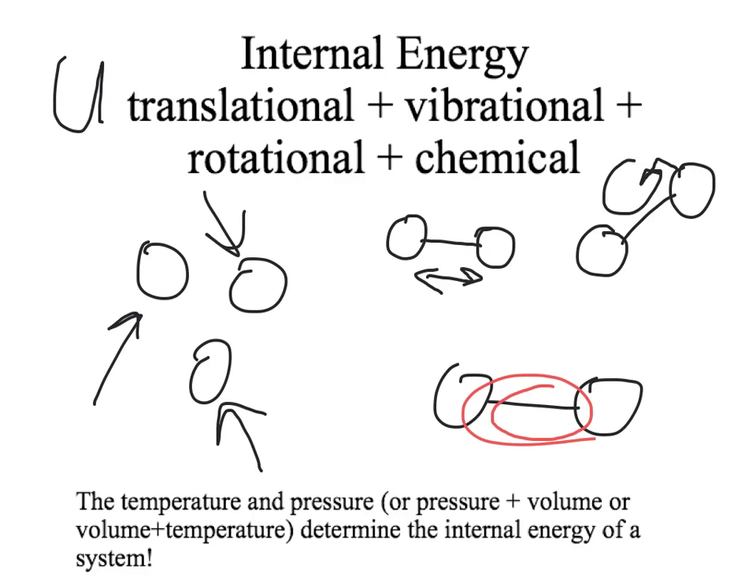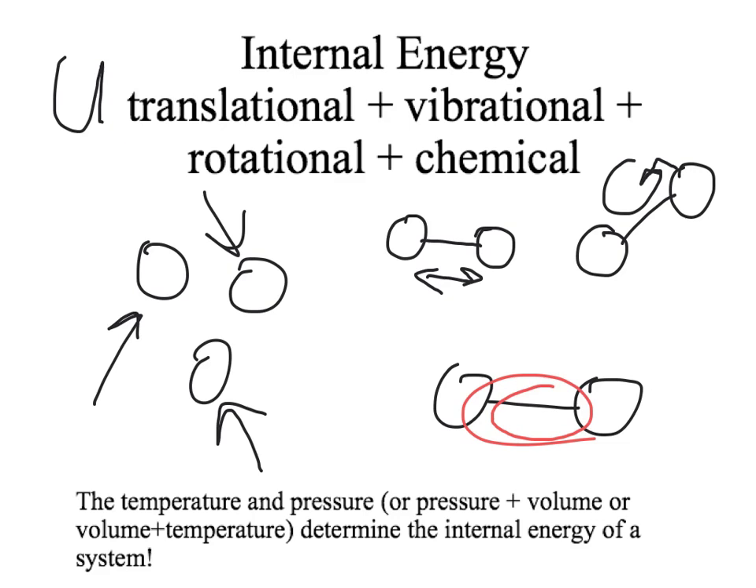So if I have water at 25 degrees Celsius and 1 bar, it will have a different internal energy than at, say, 300 degrees Celsius and 1 bar. So the temperature and the pressure determine the internal energy of a system. Or we can also derive the internal energy based on the pressure or volume and temperature.